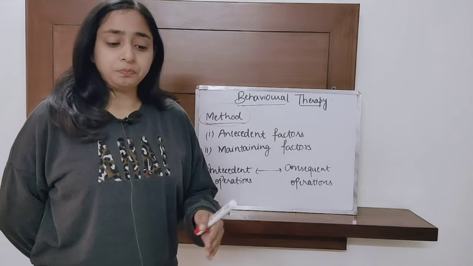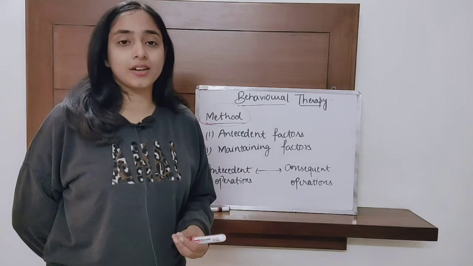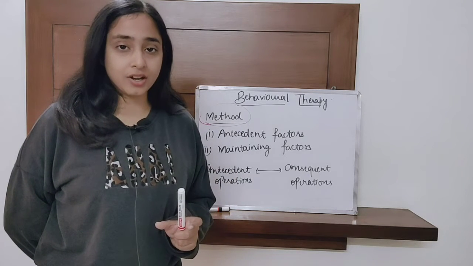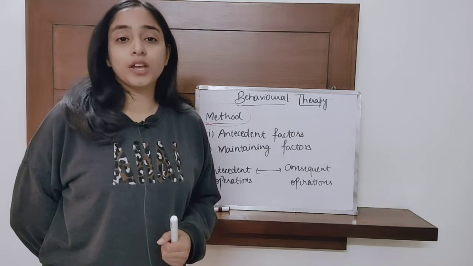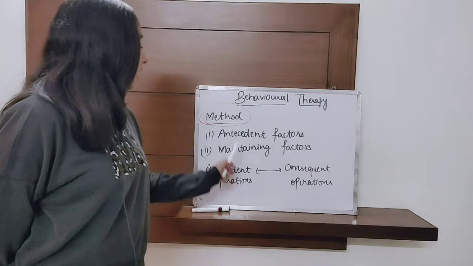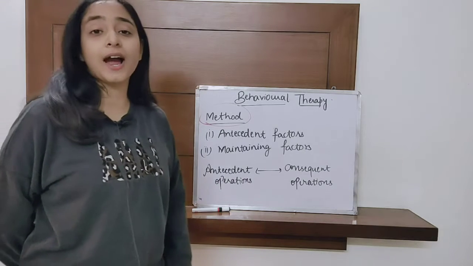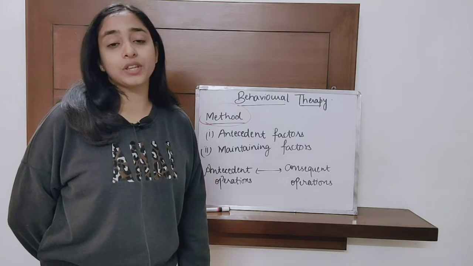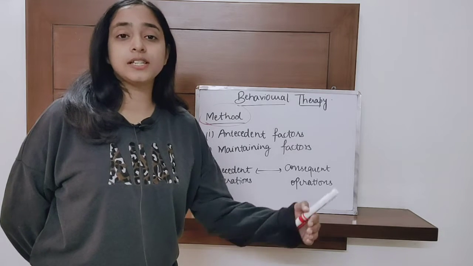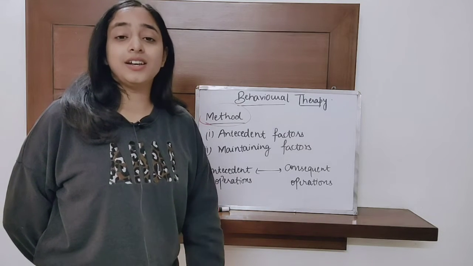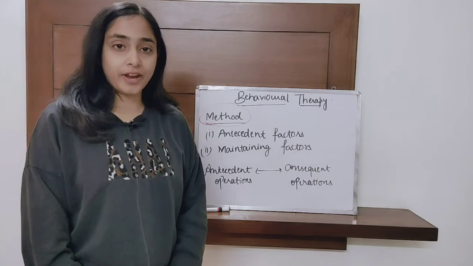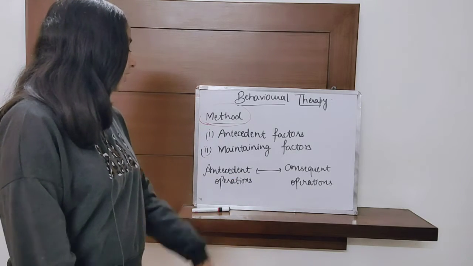For example, there is a child who has started smoking. Now smoking is the undesirable behavior, and he started smoking because of exam stress. So exam stress becomes the antecedent factor. And let's say that particular child is continuously smoking because of the relief that is felt after smoking. So the relief felt becomes the maintaining factor.